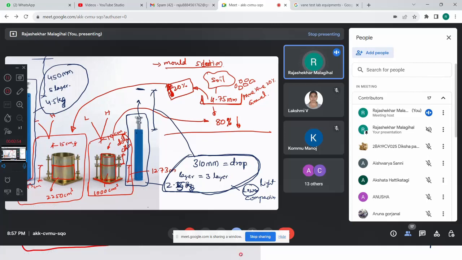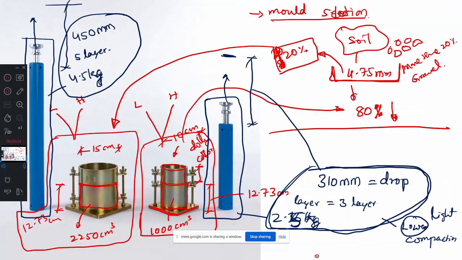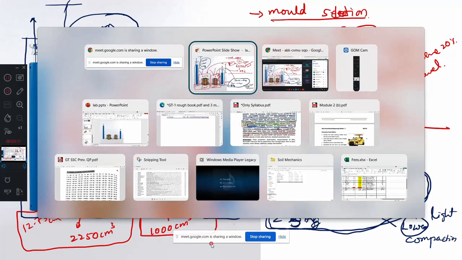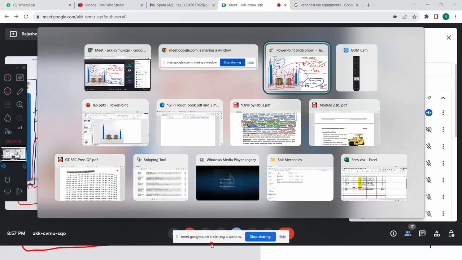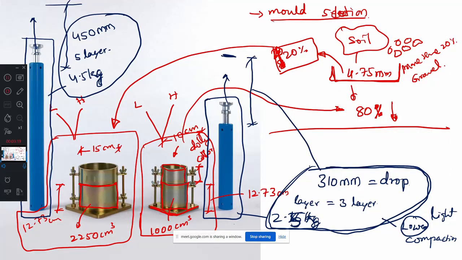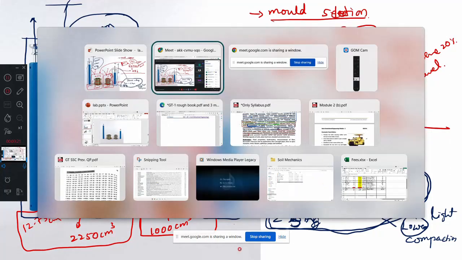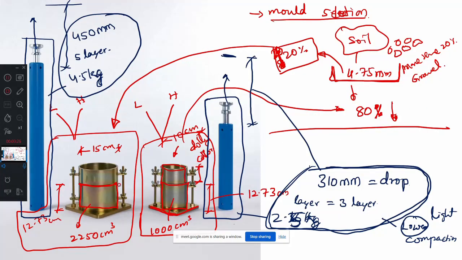Because many students, even professors also, get a doubt here about where to use 25 blows and where to use 56 blows. That's why I paused here and started asking you. Okay? Now look here. This 25 number of blows or 56 number of blows does not depend on the number of layers, or on the type of compaction. Carefully, it depends on the diameter of the mold. Diameter of the mold. Why?